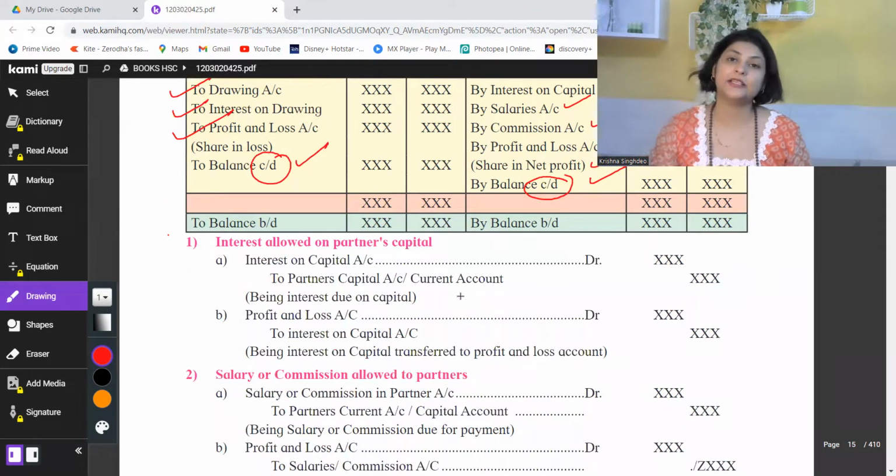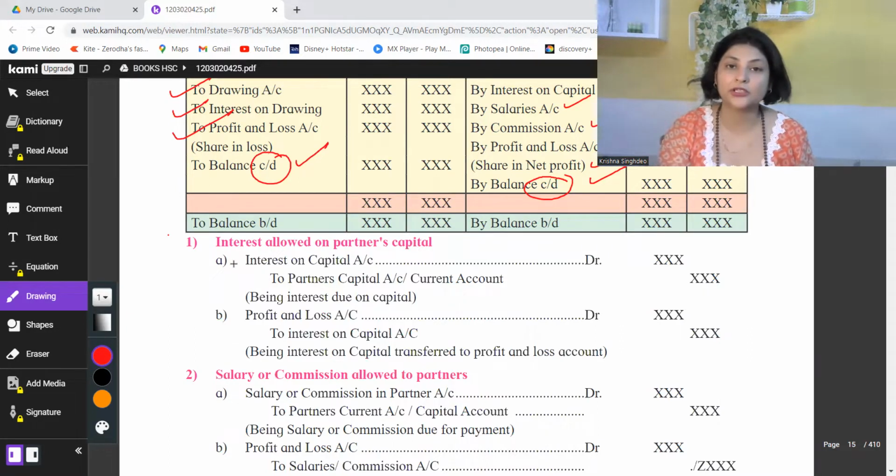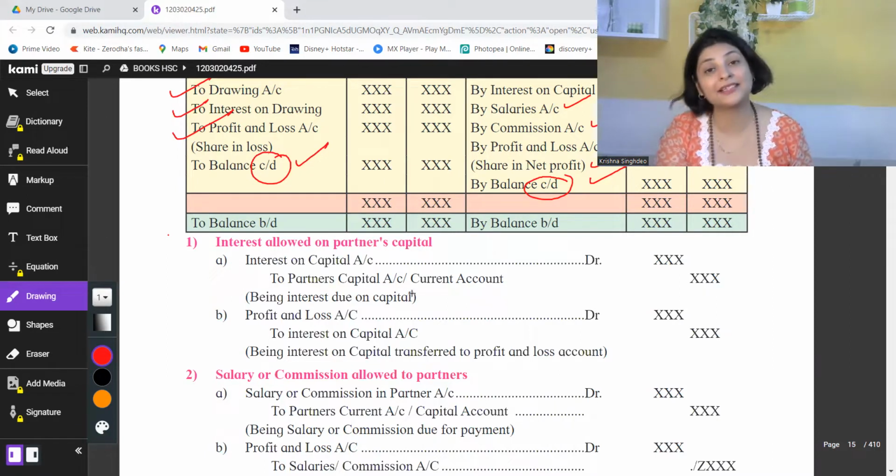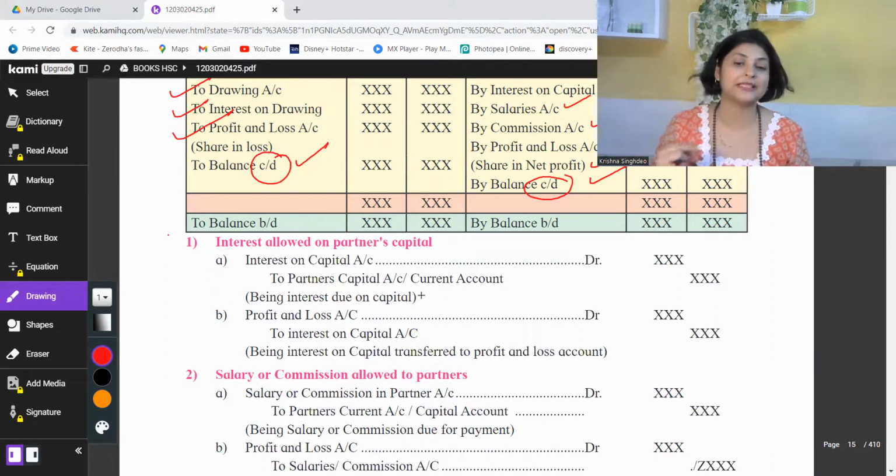Now, let us see the journal entries related to it. So, for interest on capital allowed to the partner, what will be the journal entry? The journal entry is interest on capital account debit to partner's capital/current account. Why is it written capital/current account? Because later on we will see that if fluctuating capital is being followed, then instead of current account, we will write only capital account. So right now, do not get confused, just focus on current account.